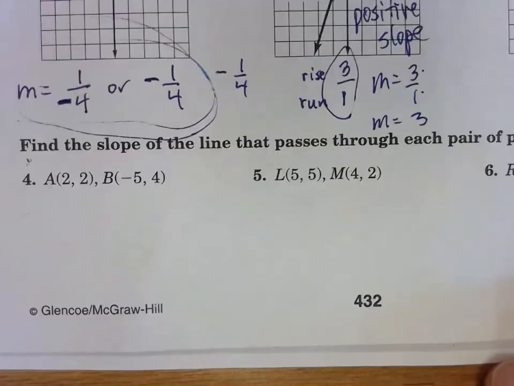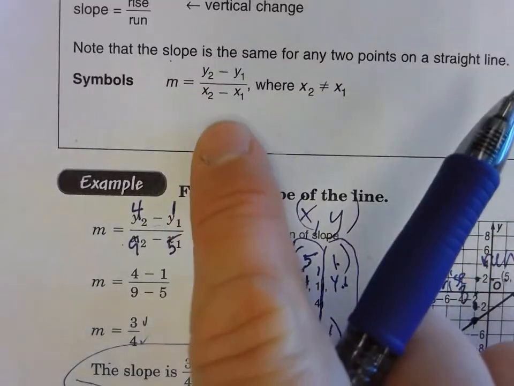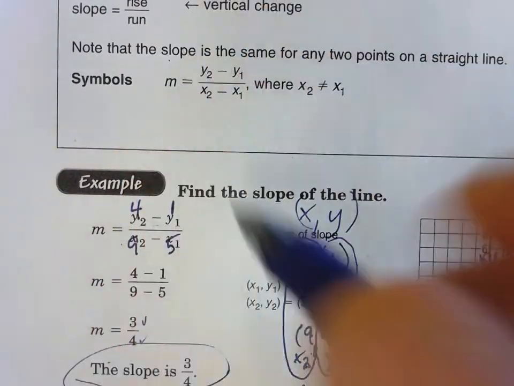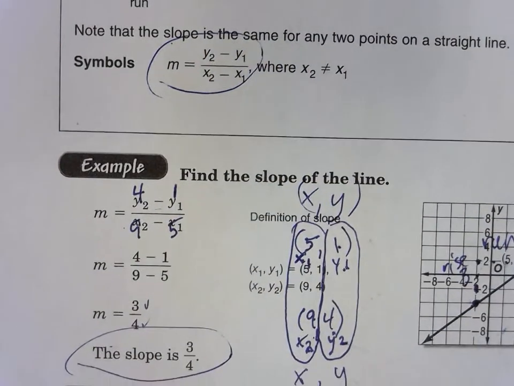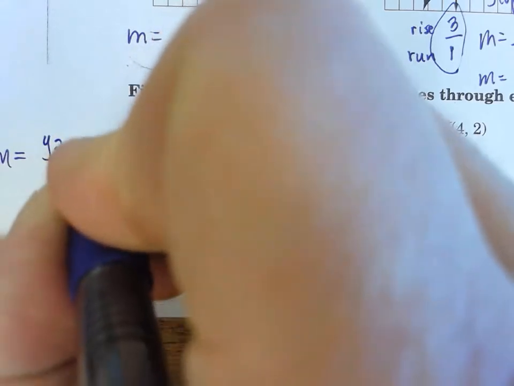All right, we're going to finish up the last part down here using the slope formula, and that of course is coming from up here at the top of the page. That is m equals y2 minus y1 over x2 minus x1. So I'm just going to take that and bring it on down and write it over here. So the slope formula is m equals y2 minus y1 over x2 minus x1.